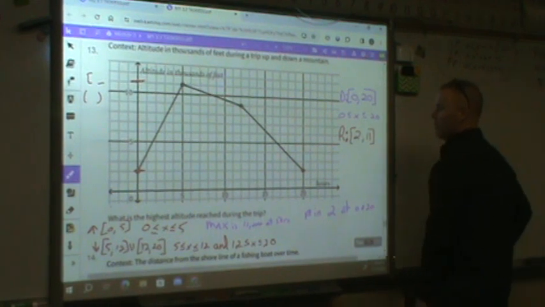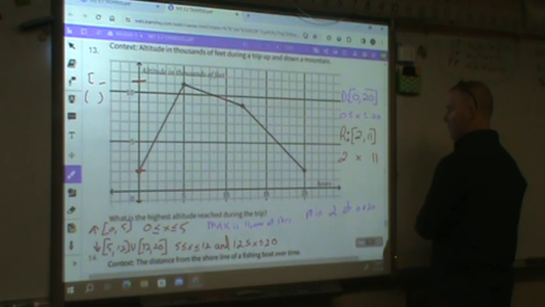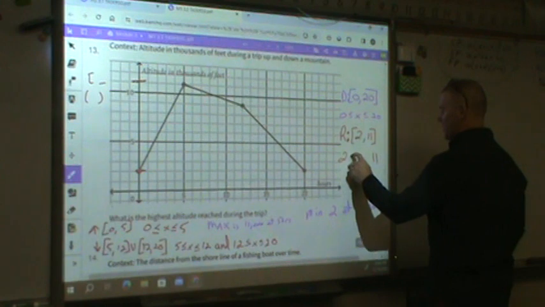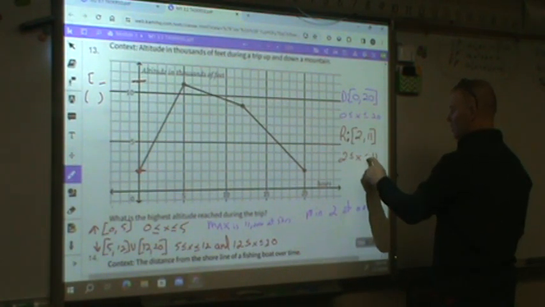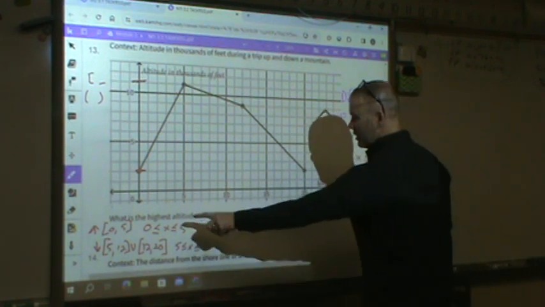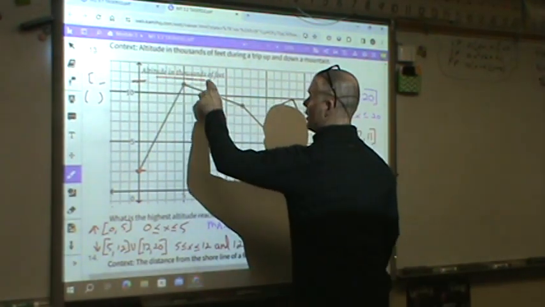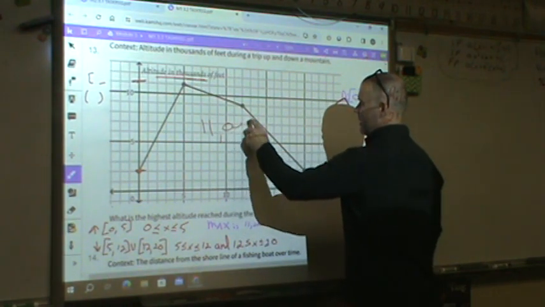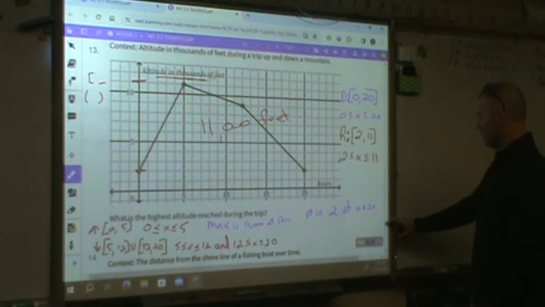Now what about the inequality notation? Again, don't overthink it. 2, x in the middle, and 11. Does it include 2? All of these dots are closed, so yes it does. X is a number greater than or equal to 2, and they both go the same way. The last thing you have to answer is the question, what is the highest altitude reached during the trip? The highest altitude was 11,000 feet. Make sure you include that somewhere in your answers. That's what I'm going to be looking for.